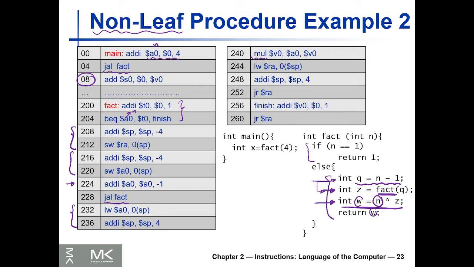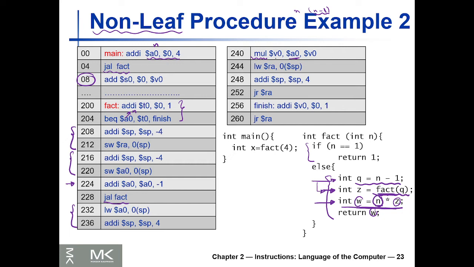Mul is a MIPS multiplication. v0 equal to n, which is a0, multiplied by z. What is z? Z is factorial of q, which is n minus 1. So it's like n in the first call, this will be n multiplied by n minus 1. What is n minus 1? It is the result of factorial of n minus 1. And the factorial function is the same, and all the time it returns a value into v0.